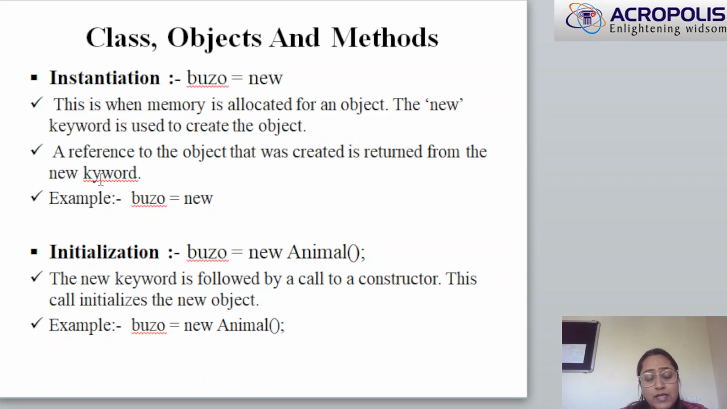Then the next step is initialization. Buzo equals new Animal. The new keyword is followed by a call to a constructor. This call initializes the object. Here Buzo is the reference variable name. To initialize, we use a constructor followed by the new keyword. So the example is Buzo equals new Animal.